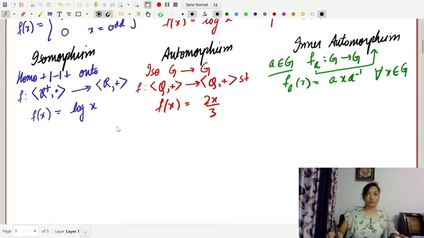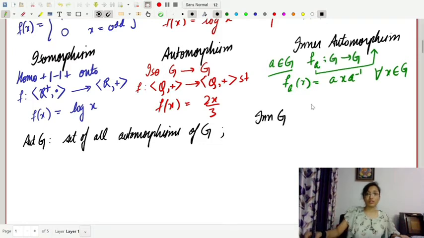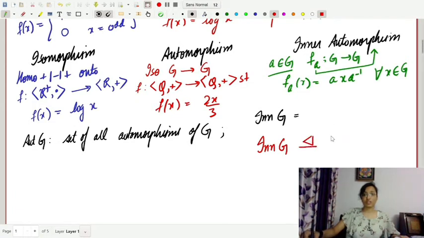Now Aut of G is the set of all automorphisms of G, and similarly Inn of G is the set of all the inner automorphisms of G. We have a beautiful property, that is, the inner automorphism group of G is a normal subgroup of Aut G.